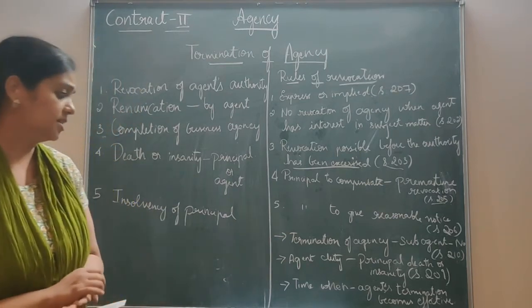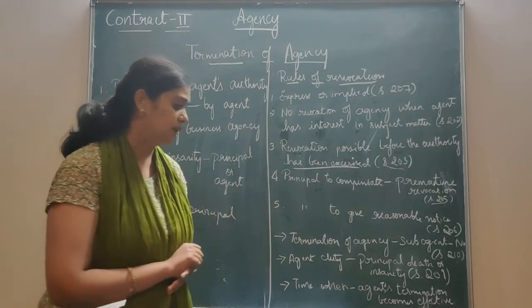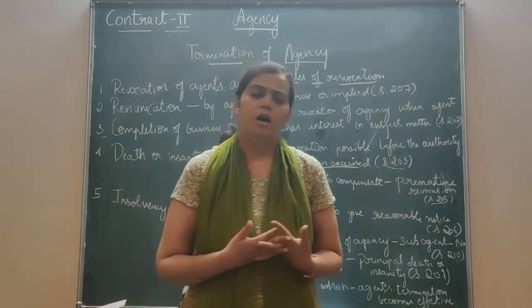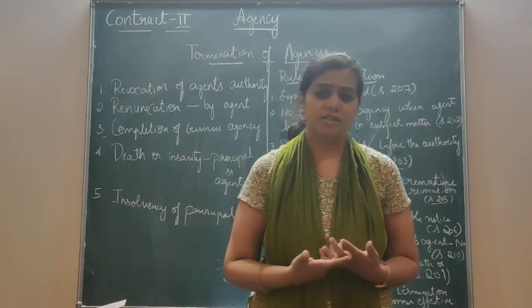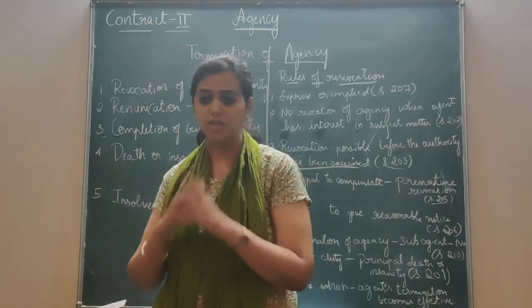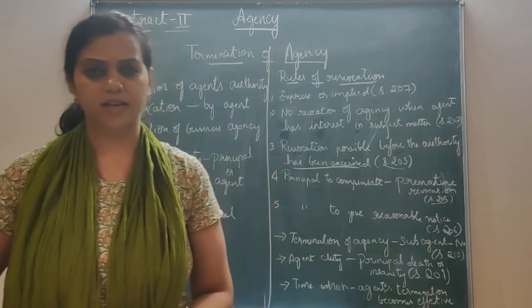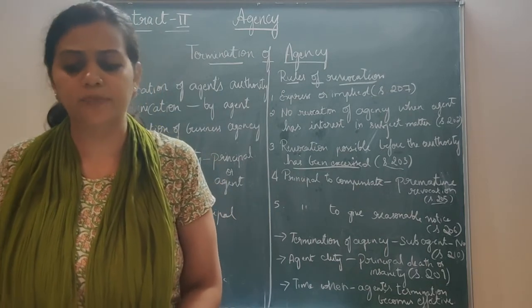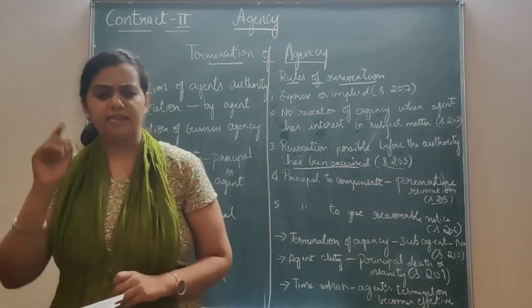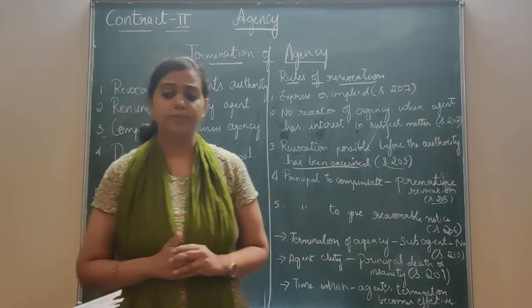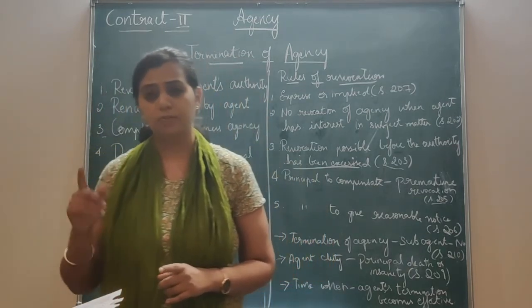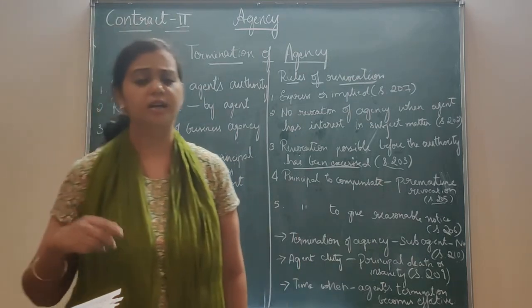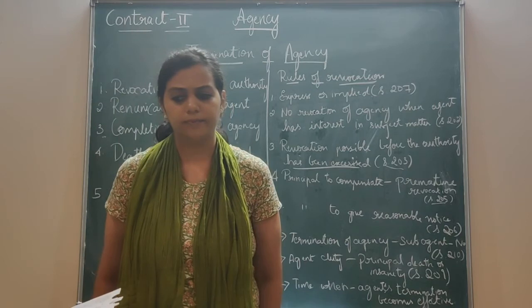Now, the last part is the time when the agent's termination becomes effective. When does the termination of agency become effective? It gives us two cases when it takes effect. Number one, it takes effect against the agent when the fact of termination becomes known to the agent. When the agent gets to know that he is no more an agent, then it comes into effect.